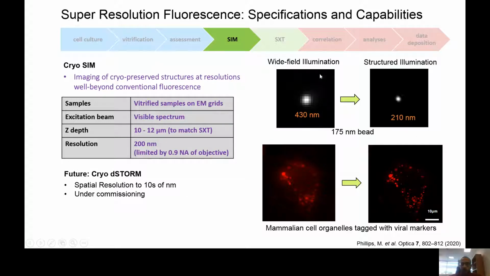And these are just examples of conventional fluorescence using a wide field illumination compared to what we get with our structured illumination microscope. You can find more details about this microscope and all the technical details in this paper reference at the bottom here.